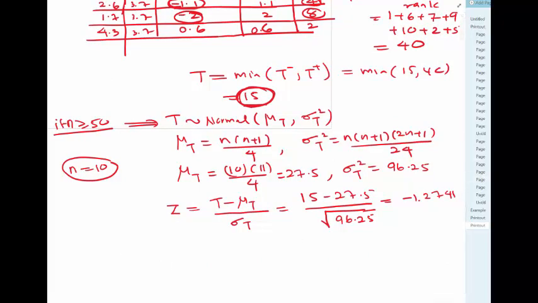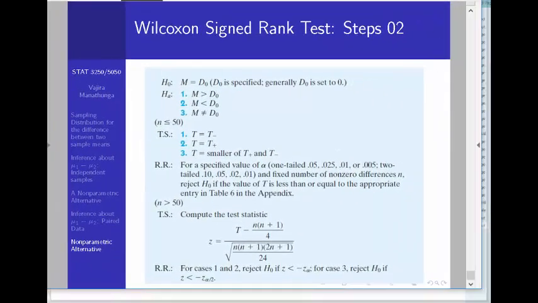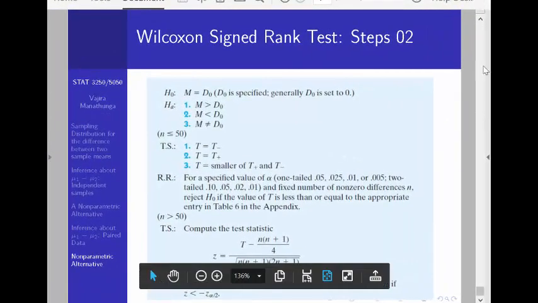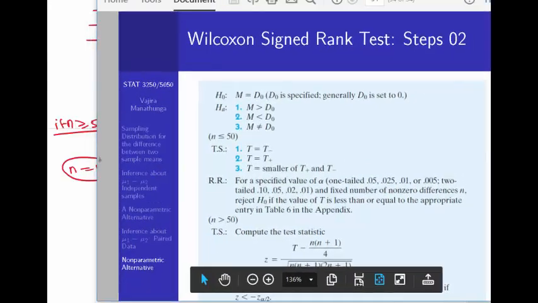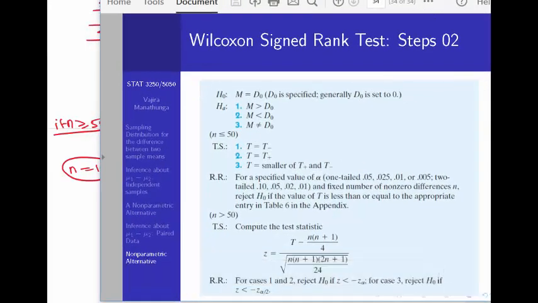Now the condition is, if you read the slides, it says that if you are using a left tail or right tail test, then reject H naught if z is less than negative z alpha. If you are doing the differences test, then reject H naught if z is less than negative z alpha divided by 2.